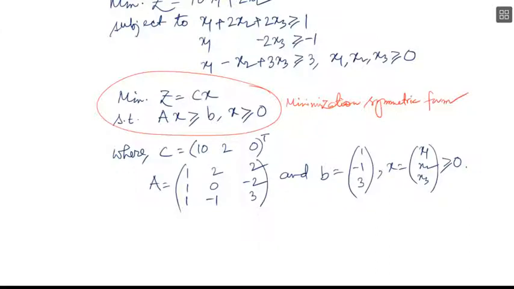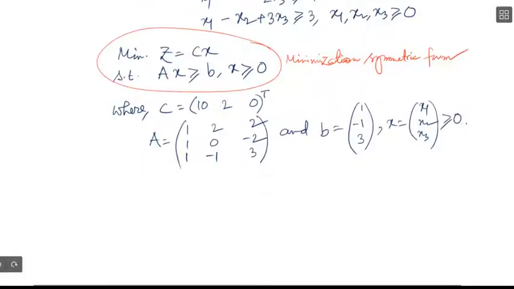Now we have to find the dual of this problem. As we know, the dual of minimization symmetric form will be of the form maximization symmetric, and that will be given by maximize W equals to BTV subject to ATV less than equal to CT, V greater than equal to 0.